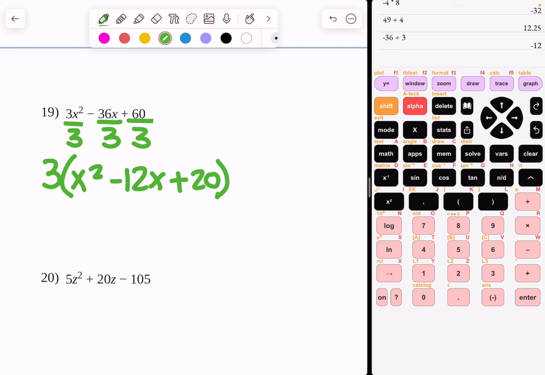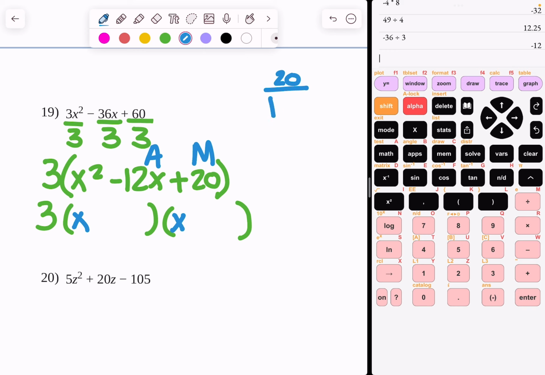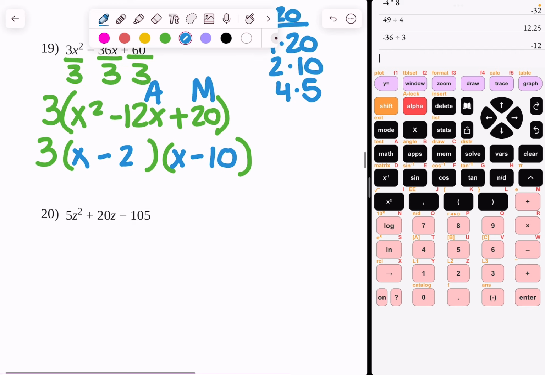And 60 divided by 3 is 20. Perfect. Now, because I have 3 terms, I'm going to try to find what adds to negative 12 and what multiplies to 20. Well, numbers that multiply to 20 are 1 and 20, 2 and 10, 4 and 5. The only one that with adding would ever equal 12 is 2 and 10. But because I want to equal a negative 12, I need to make both numbers negative. Perfect.